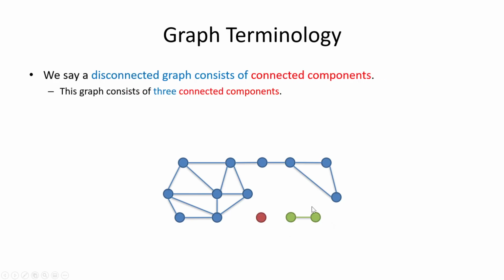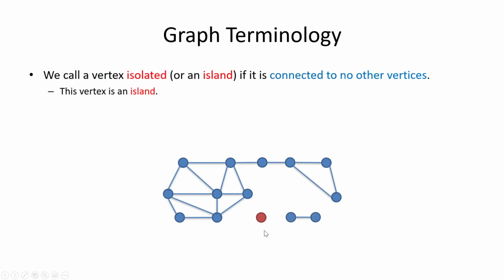In our disconnected graph here, we have what we call connected components. So I've colored each connected component separately here. The largest one I left blue. This one with 2 vertices I colored green, and then this one colored red is completely isolated, and we sometimes also call this an island vertex, one that is connected to no other vertices.